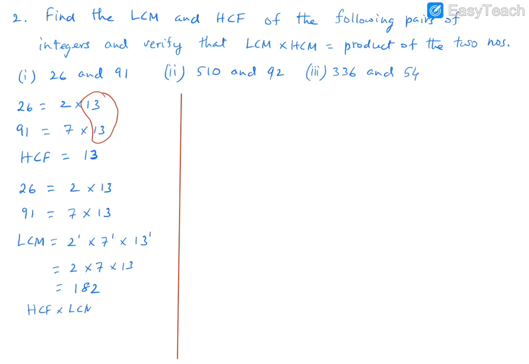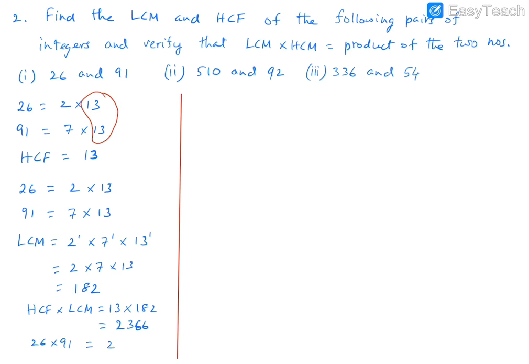HCF into LCM equals: HCF is 13 and LCM is 182, and that is equal to 2366. So HCF into LCM is 2366. And the product of the two numbers, which is 26 multiplied with 91, should also be 2366. Let's verify. So 91 into 26 is in fact 2366.